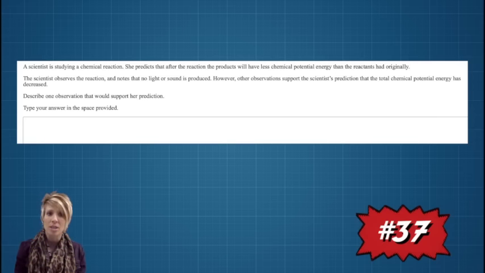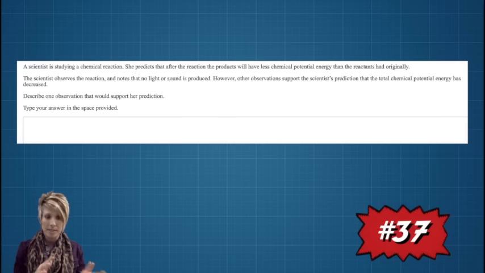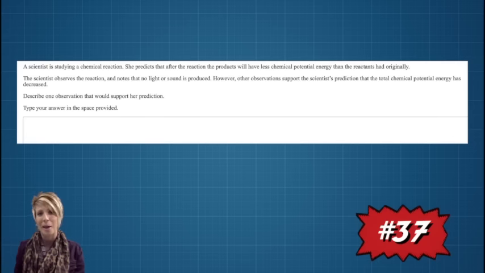The scientist observes the reaction and notes that no light or sound is produced. However, other observations support the scientist's prediction that the total chemical potential energy has decreased. Describe one observation that would support her prediction. Now, it says to type your answer, but again, you're going to write this. Think about chemical potential energy. What is one way that we would know that what we started with in our chemical reaction, and what we have left in the end, how would we know that that chemical potential energy was somehow transferred to another type of energy? Think of the types of energy that are out there. No light, no sound was produced, but what else could have been produced that would cause us to know that chemical potential energy was converted into another type of energy? Write your answer down.